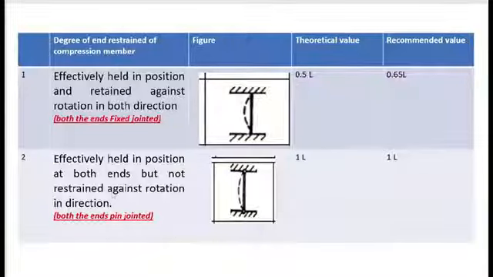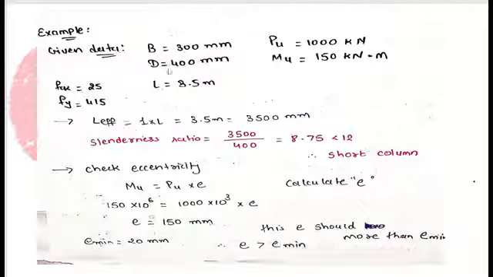The restraint condition is given: effectively held in position at both ends but not restrained against rotation. The column has a pin connection at both joints. So the theoretical value and the recommended value are both the same, and that is L, which is nothing but the unsupported length of column. It means in this particular example, the effective length is equal to the unsupported length of column, that is 3.5 meter. It means 3500 mm.